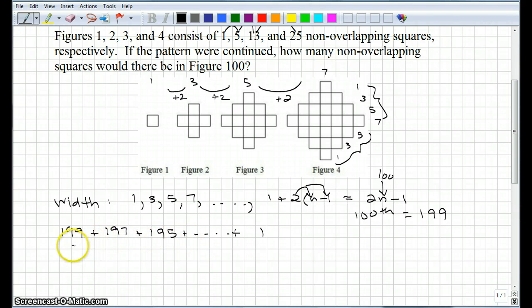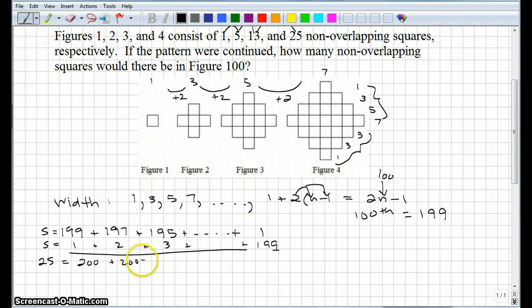Essentially, if we call this S, and we write S again only in the reversed order, so we have 1 plus 2 plus 3 plus 199, then you can see if we were to add up those two, so we get 2S, that's going to be 200 plus 200 plus 200.